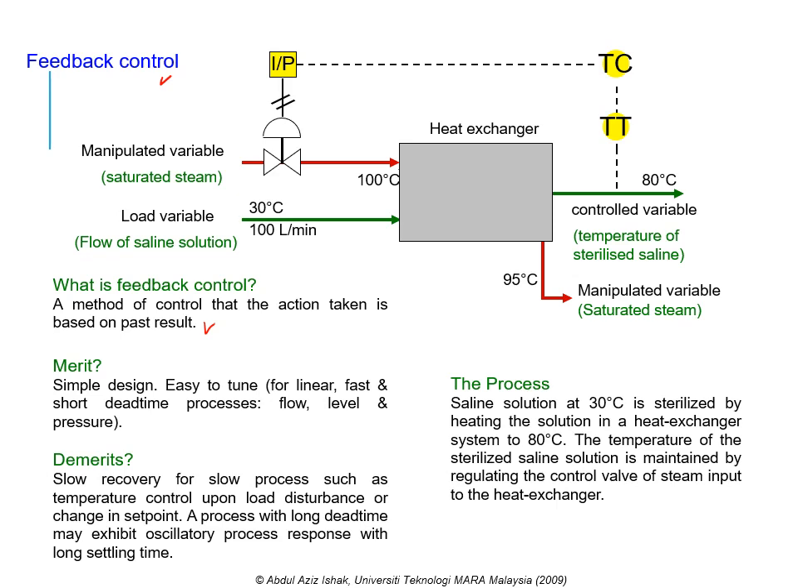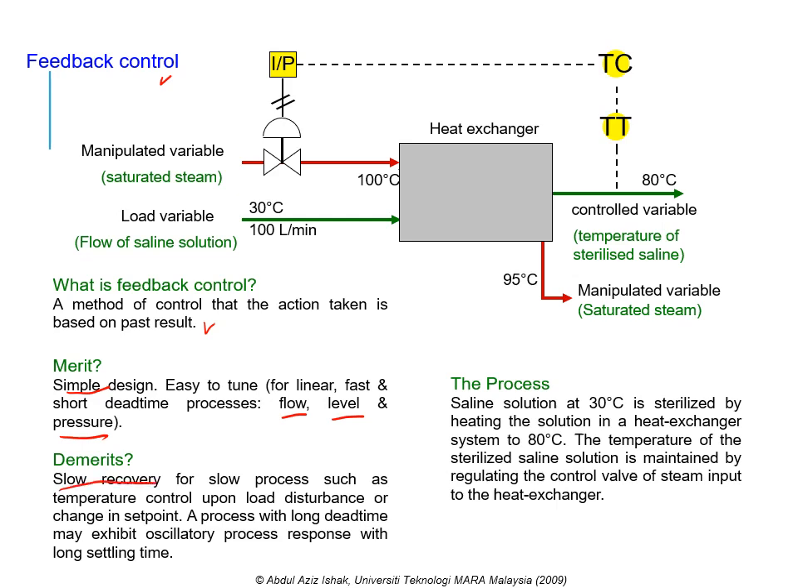It is a simple design and it is easy to tune, especially for linear, fast and short processes. Examples of processes that usually use feedback control are flow processes, level, and also pressure. There are some disadvantages of using feedback control, which is that it has a slow recovery, especially for slow processes.